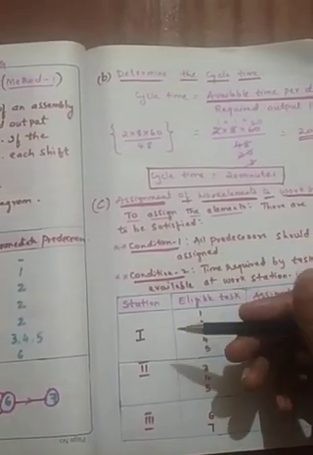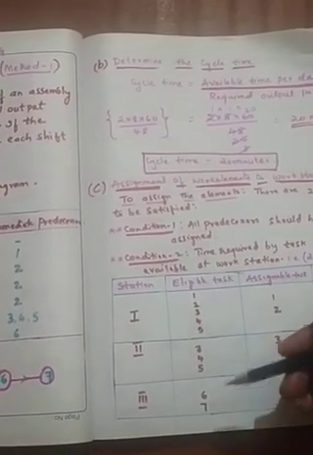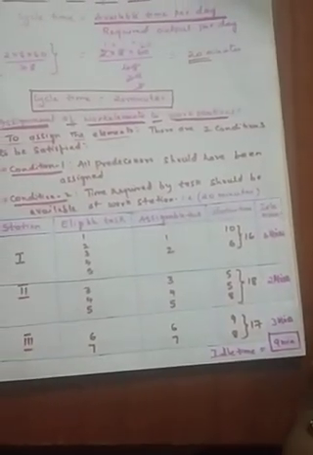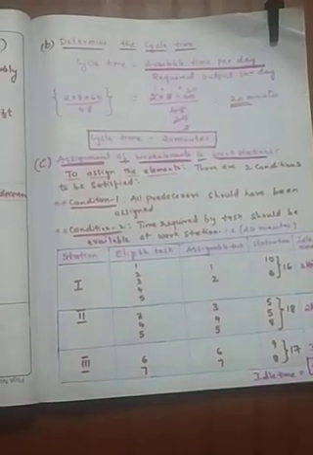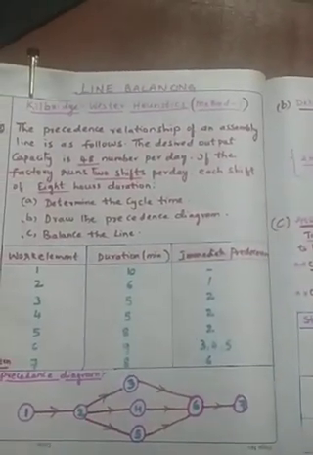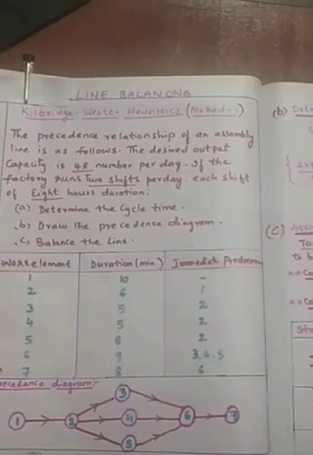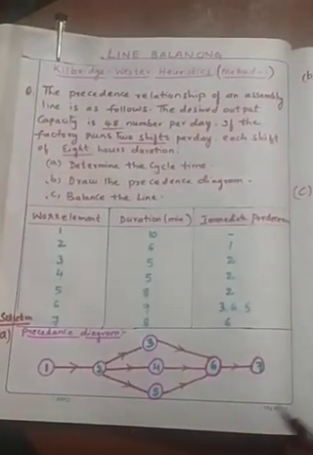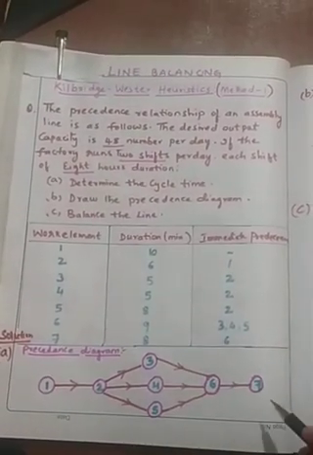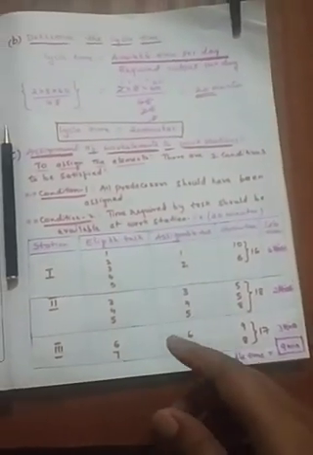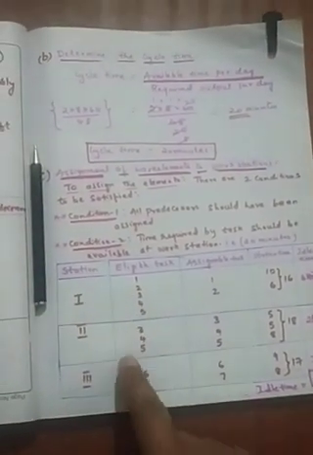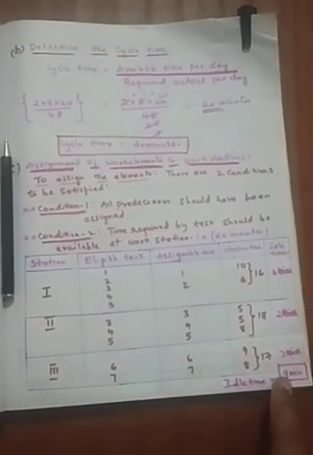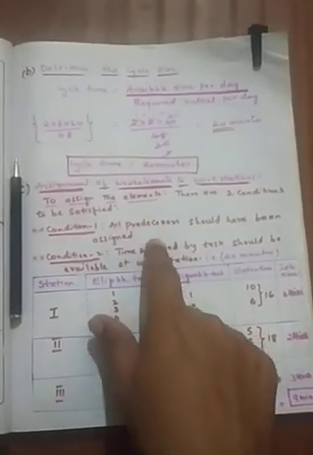That means we have to assign all the work elements into the different workstations so that the total idle time gets reduced. So this is the way we have to solve the problem using the first method. The first one is to determine the cycle time. The second one is to draw the precedence diagram by interrelating all the elements or activities. And the third one is to balance the line. That is, you have to allocate the elements or the activities into different workstations. Therefore your idle time will get minimized by keeping in mind these two conditions.